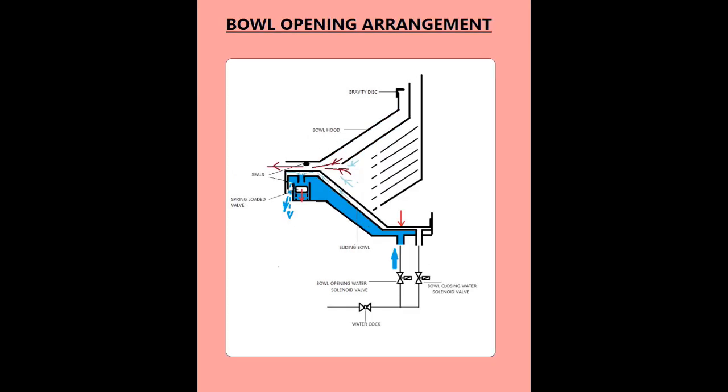Ball opening operation. Once the predetermined time is reached, the ball opening solenoid valve will open for a certain time period programmed by the operator. The water will enter into the opening water chamber. Then the water will press the spring-loaded valve, and let the water in the closing water chamber drain. Then the ball will open, and all the sludge will be discharged, to prepare the ball for a new cycle.